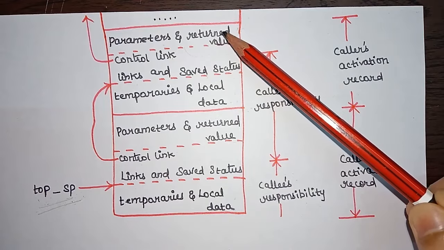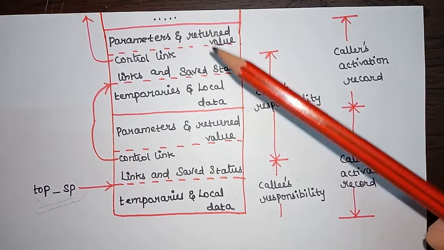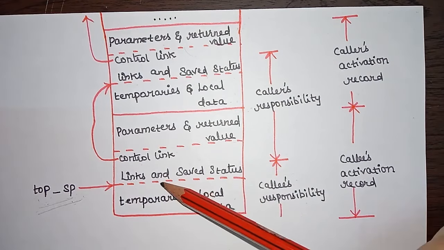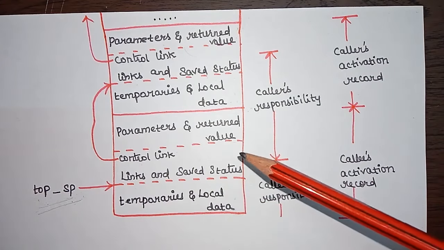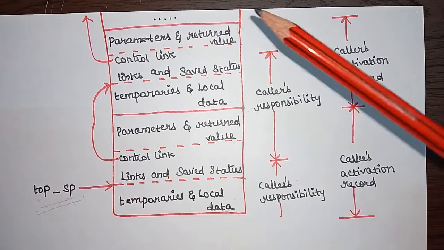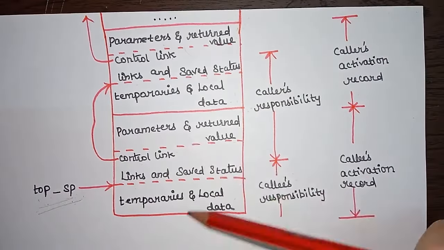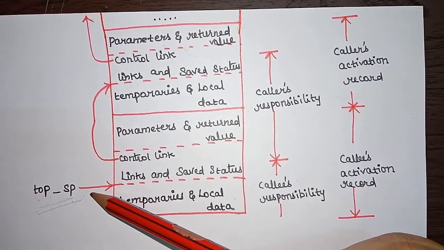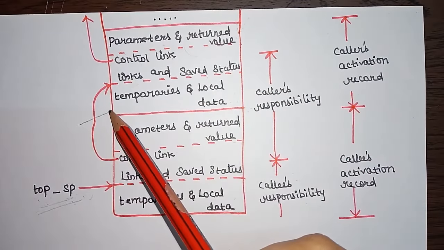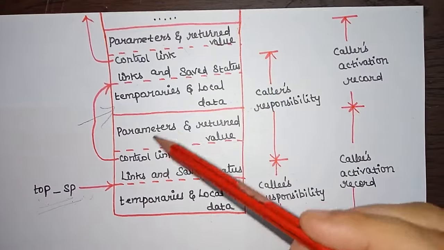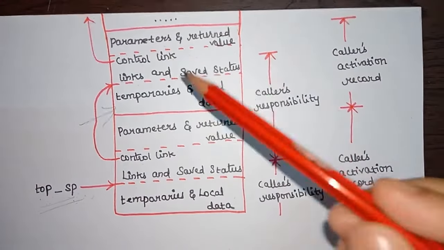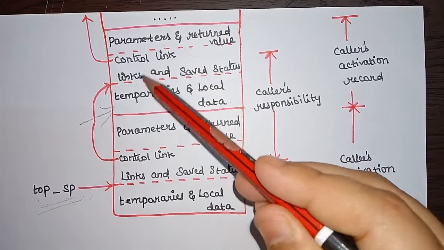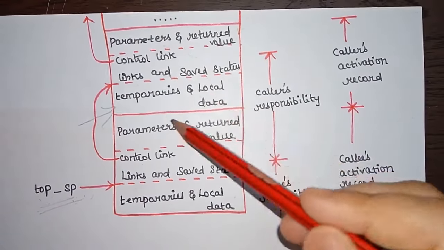After this, the caller stores the return address and the old value of top pointer into the callee's activation record. Why? Because before calling this procedure, that will actually point here, right? Before this procedure is getting executed, the activation record that the stack contains is the activation record of this caller's procedure.